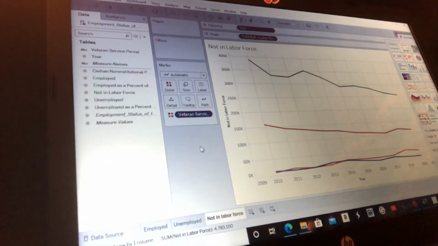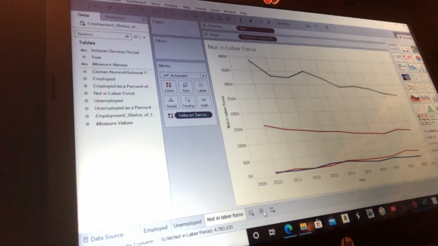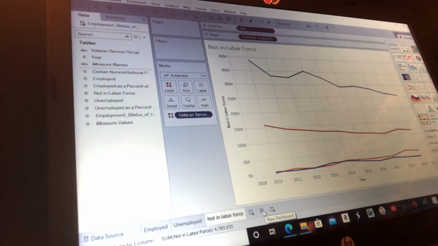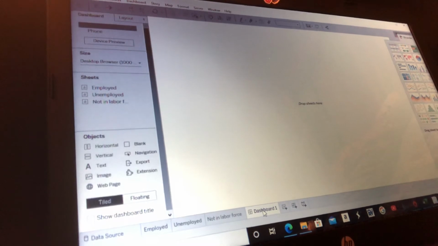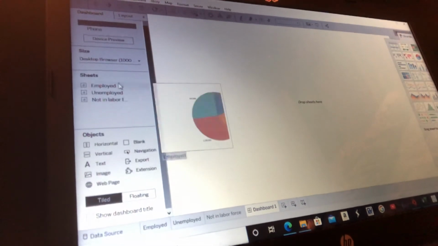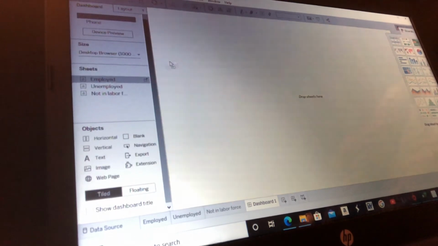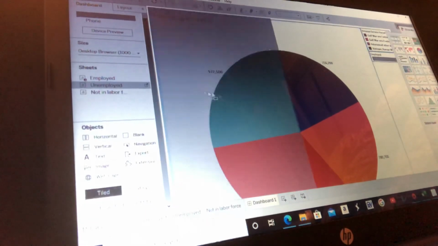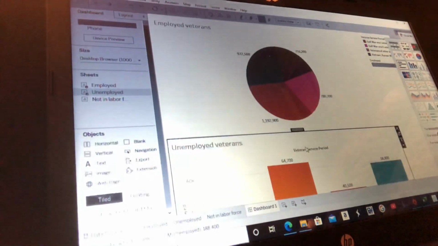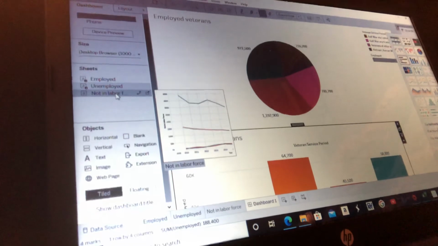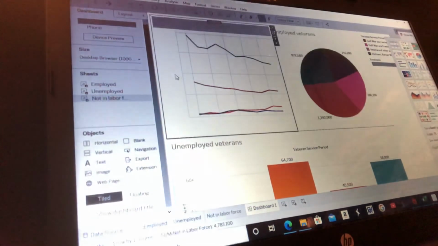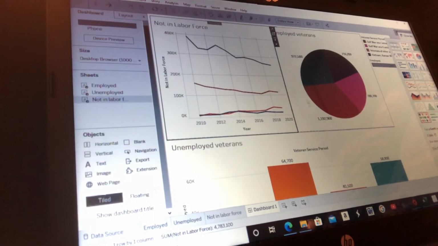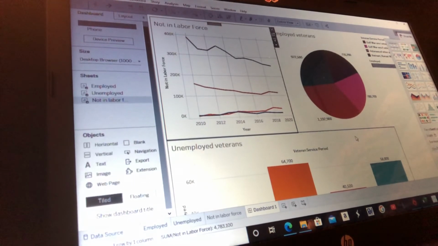Okay, now what I'm going to do is a dashboard. Scroll over to new dashboard, open up a new dashboard, and all of my sheets are on the side. So I'm going to add them one by one. Employed goes in here. Unemployed, I'll put that underneath. And not in labor, I can just stick it right here. So we have all three visualizations together. We could look at all of the data that we want.